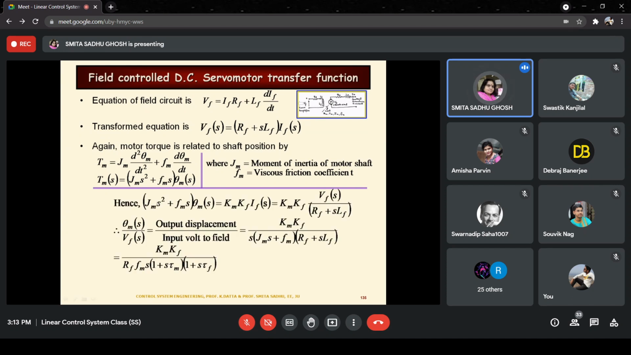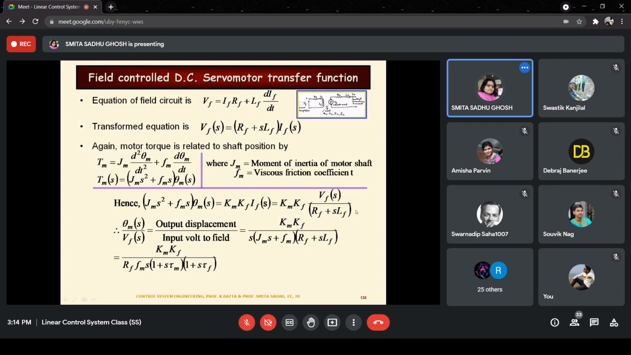Going through the steps one by one, Tm is equal to Jm s squared plus Fm s into theta m(s), that is written over here. This substitution comes from the previous slide, where we had the expression Tm(s) is equal to Km Kf If(s). Instead of Tm(s), we have made this substitution. Now, in place of IF, we take the equation of the field circuit, where IF is equal to VF by (RF plus s LF). So IF has been replaced by this.